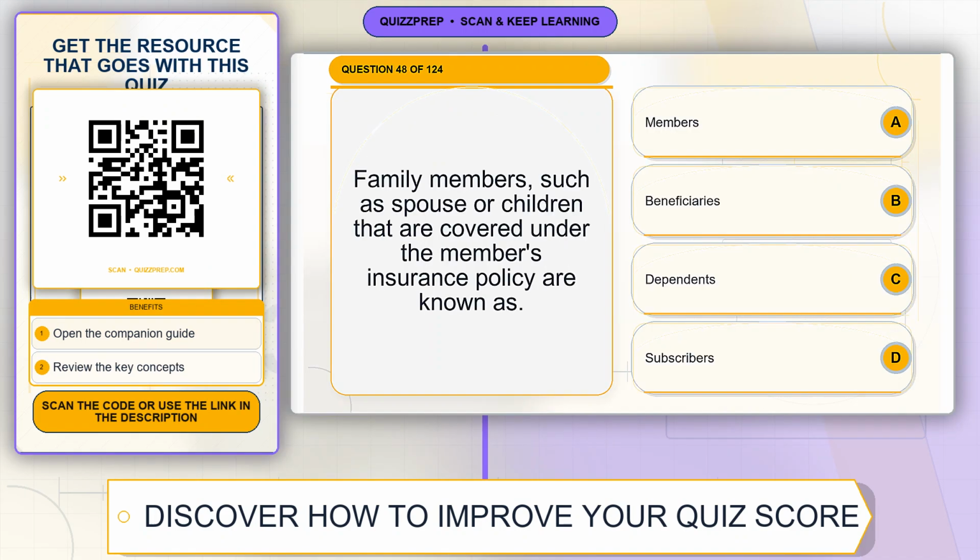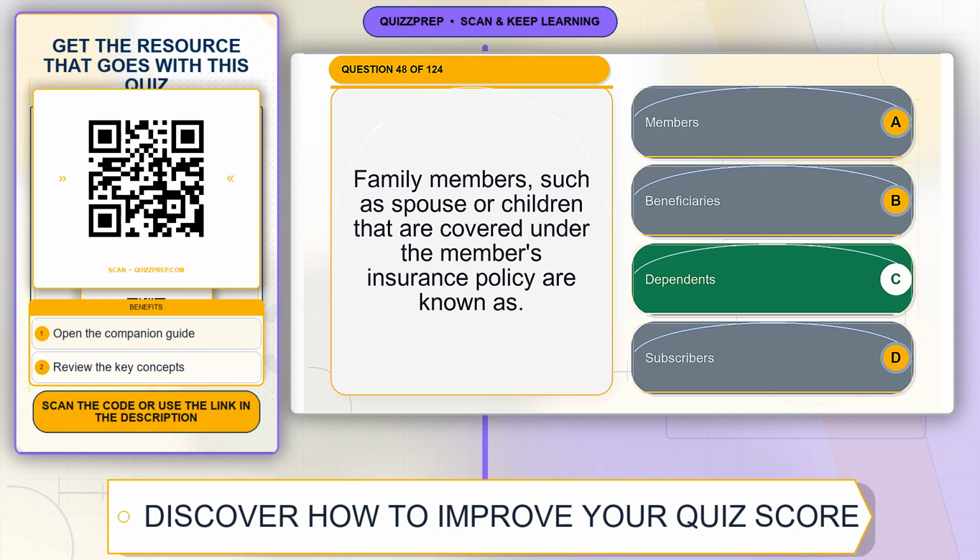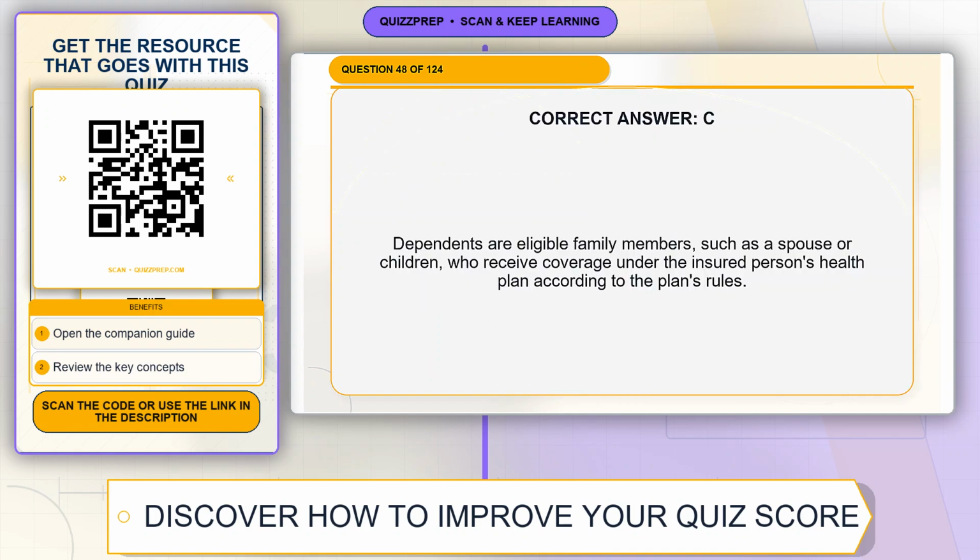Question 48. Family members, such as spouse or children that are covered under the member's insurance policy, are known as: option A, members, option B, beneficiaries, option C, dependents, option D, subscribers. The correct answer is option C, dependents. Explanation. Dependents are eligible family members, such as a spouse or children, who receive coverage under the insured person's health plan according to the plan's rules.